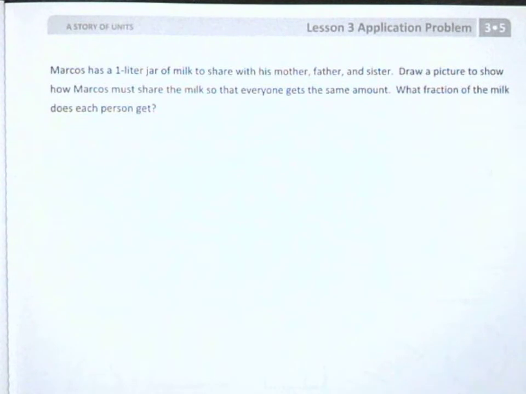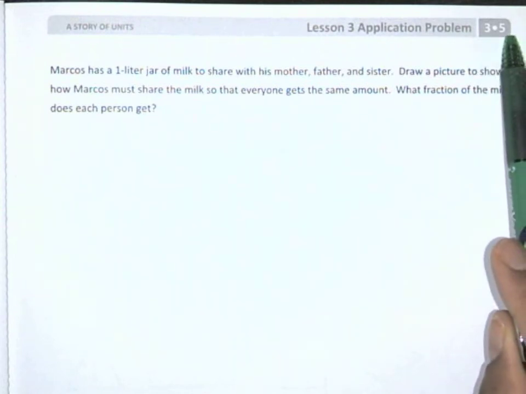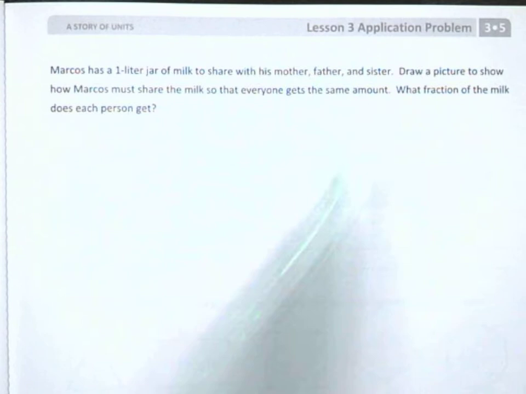Okay, so let's get started with lesson 3 application. We are in 3rd grade. That's why that 3 is here. And we are on module 5, lesson 3. So it says Marcos has a 1 liter jar of milk to share with his mother, father, and sister. Draw a picture to show how Marcos must share the milk so that everyone gets the same amount. What fraction of the milk does each person get?